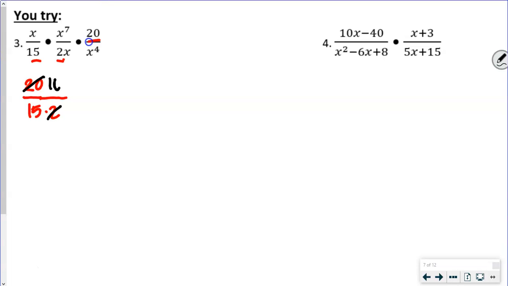So that's going to be 10. 2 goes into 20 10 times. So that's going to be 10 over 15, but that can reduce more, right? Because 5 goes into both of those. So that's going to be 2 thirds. Okay. Now we're going to talk about our x's.